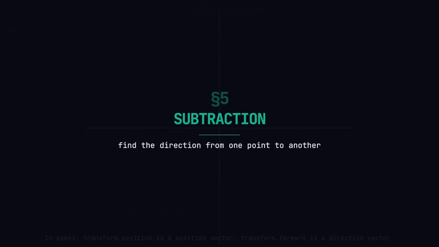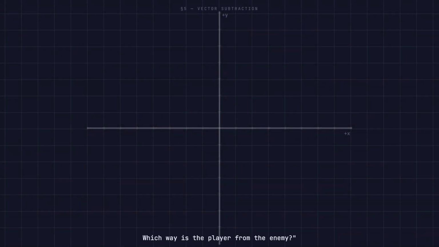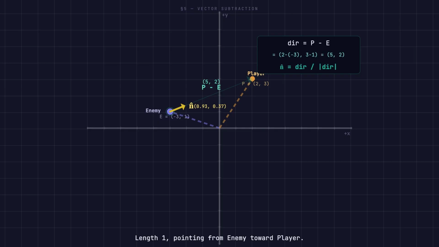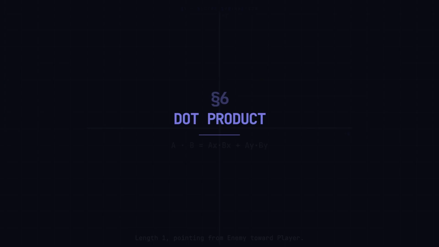Say an enemy needs to know which way is the player from me. Both positions are vectors from the world origin, but we want the direction from the enemy. So, player minus enemy. Subtract each component. Now we have a vector that originates from the enemy and points towards the player. Normalize it, multiply it by movement speed, and now your enemy walks towards the player at exactly the right pace every frame.